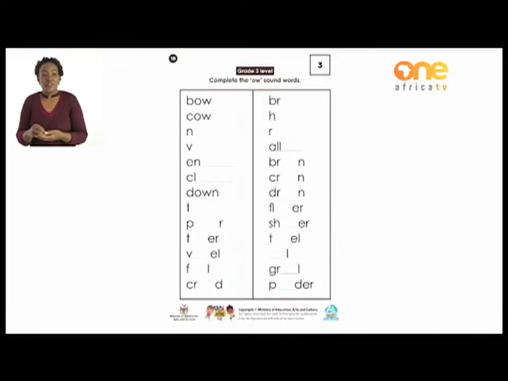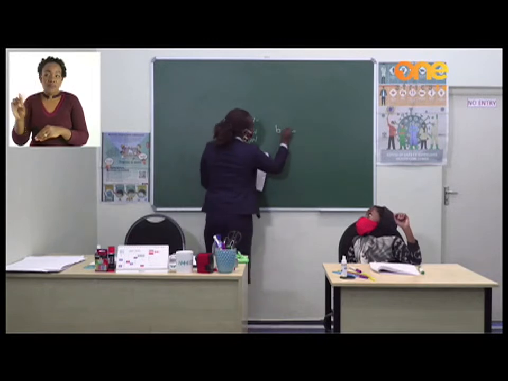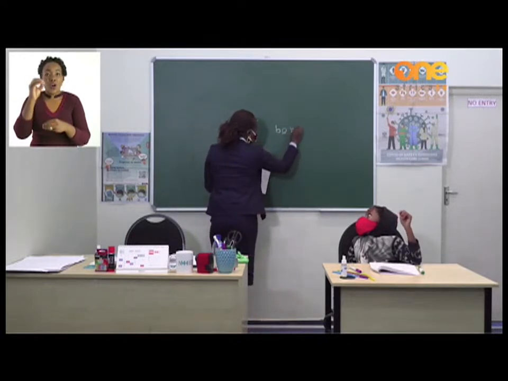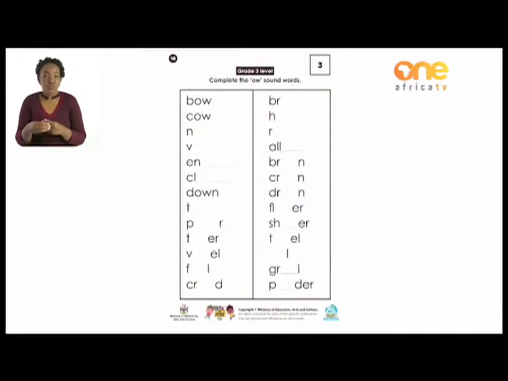Now, let's turn to page 18, grade 3s, where we are going to fill in the sound O to make sound words. Okay? We'll make words by filling in the sound O. We are given two examples. B. So, the sound O was added to make it bow. Then we have a C, where the sound O was added to make the word cow.